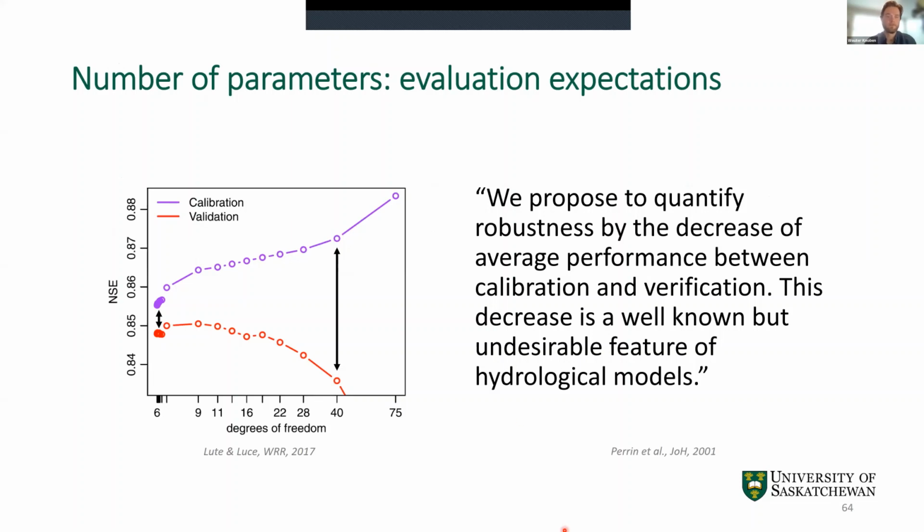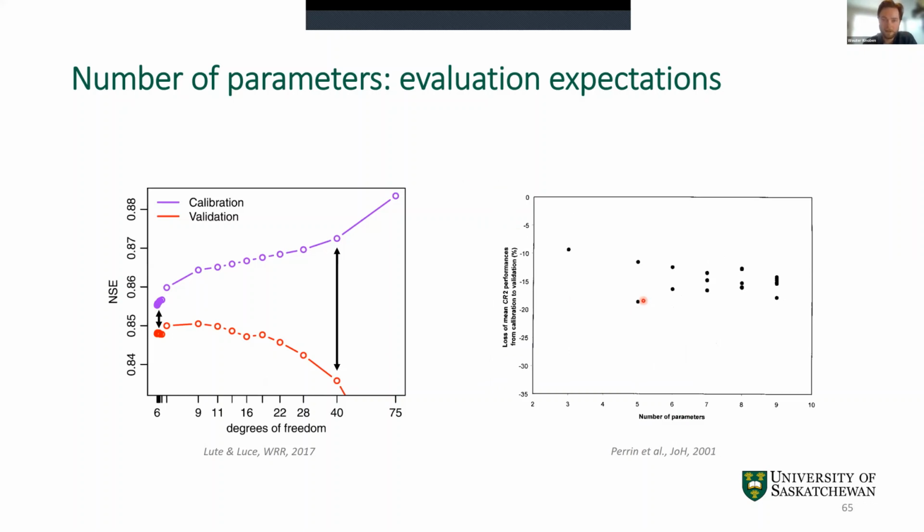Now, okay, fine. Maybe we don't see this pattern in the calibration scores, but maybe what we actually should be looking for is a reduction in performance due to this overfitting when we give our models new data. As we see here in this figure from Lute and Luce, when a model is not overfitted, the performance between calibration and new data is relatively similar, but once these models become overfitted, the validation performance, the performance on unseen data, drops. And Perrin looked at this as well and says, we propose to quantify robustness by the decrease of average performance between calibration and verification. This is a well-known but undesirable feature of hydrological models. And so they did, and what they found was that, again, with the mean values for this C2 criterion, when there are more model parameters, this tends to go down. So these models become less robust the more free parameters they have.